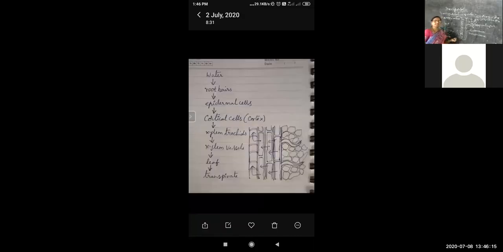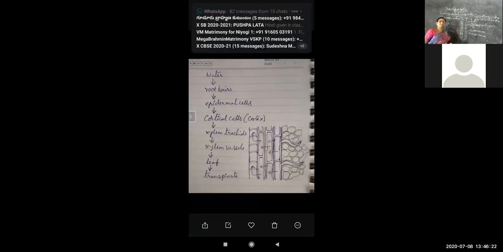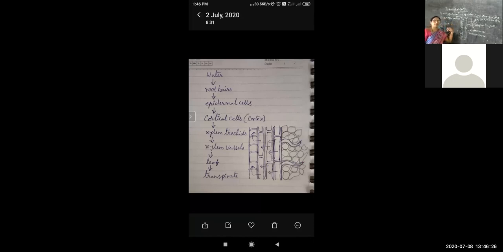Now you are looking at the flow chart of the transportation of water. Just look onto the screen. First, water is collected by the root hairs, and from the root hairs, the water reaches the epidermal cells. From the epidermal cells, the water reaches the cortical cells, from the cortex it enters the xylem tracheae, and from there it reaches the xylem vessels, and finally it reaches the leaf itself.